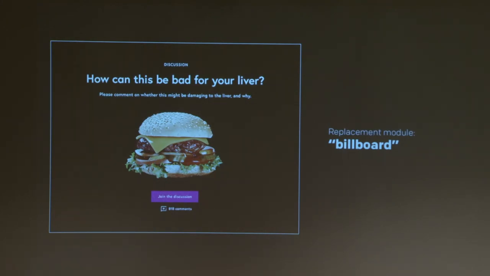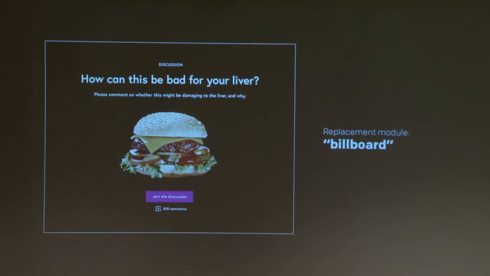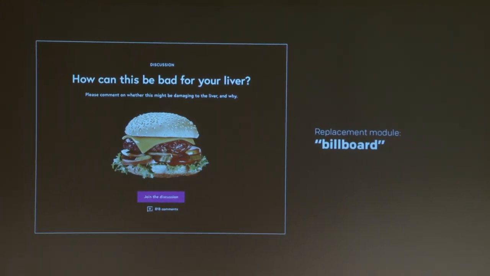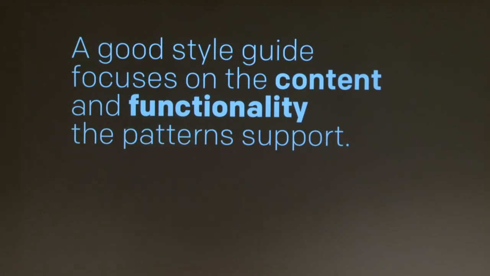And so this new replacement module that they called Billboard was much stronger than the two modules that it replaced. It was no longer restricted by the position on the page or by the content inside the module. But what was actually more important than that was that the shared high-level function of this module was now shared by everyone in the team. So they all understood how and why that module was supposed to be used. So ultimately, a good style guide focuses on the content and functionality that those patterns support.